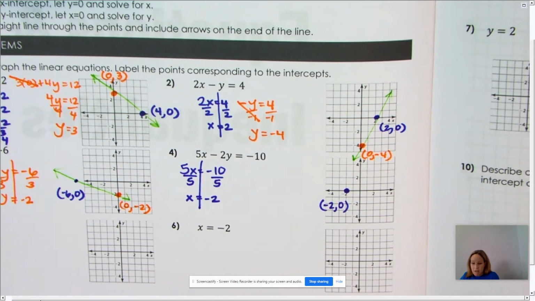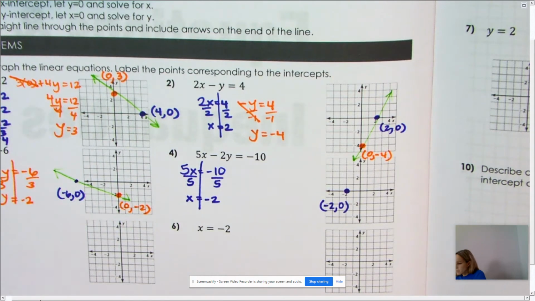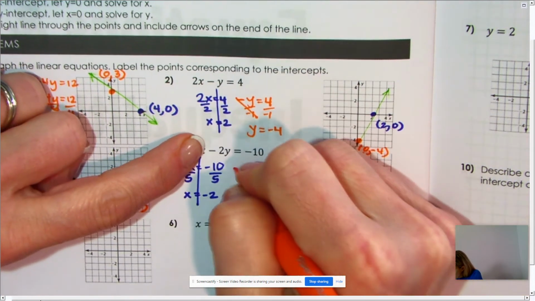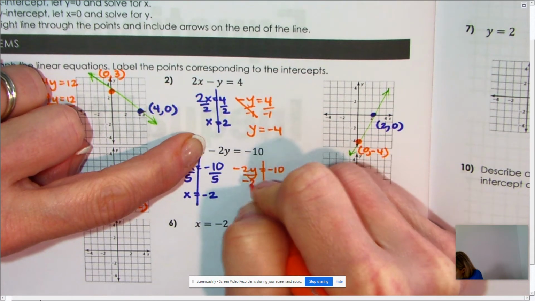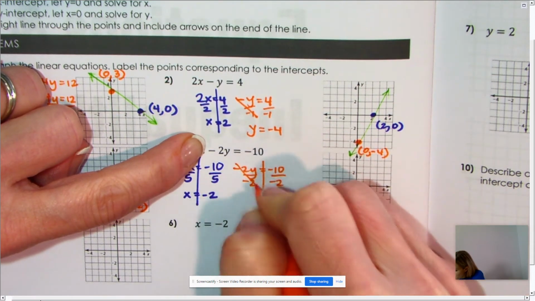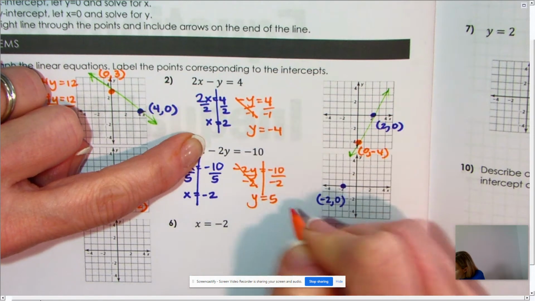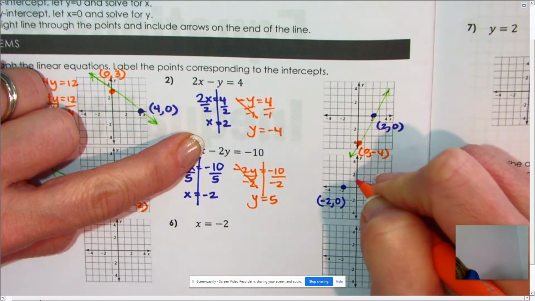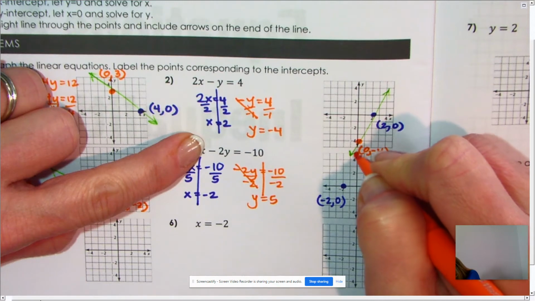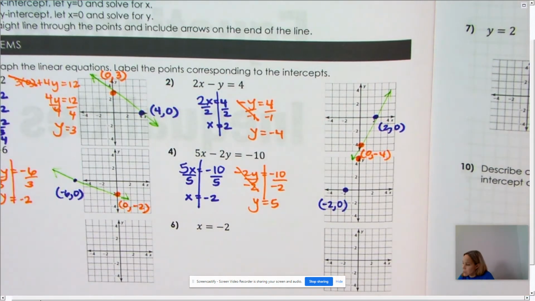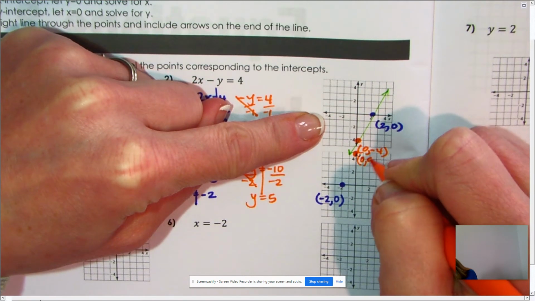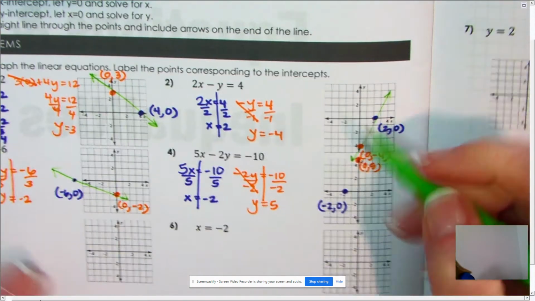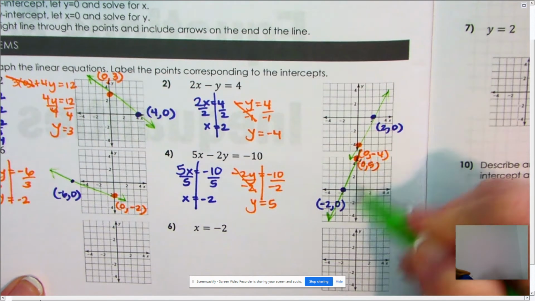The next one, if I plug in, and be really careful with your signs on this one, if I plug in 0 for x, I get -2y is equal to -10. And then remember that we would divide by -2 on both sides. So y equals a +5. So 1, 2, 3, 4, 5 kind of messes with that other line right there. And the coordinates for this point are over 0, up 5. And then if I want to graph that line, it looks like that.